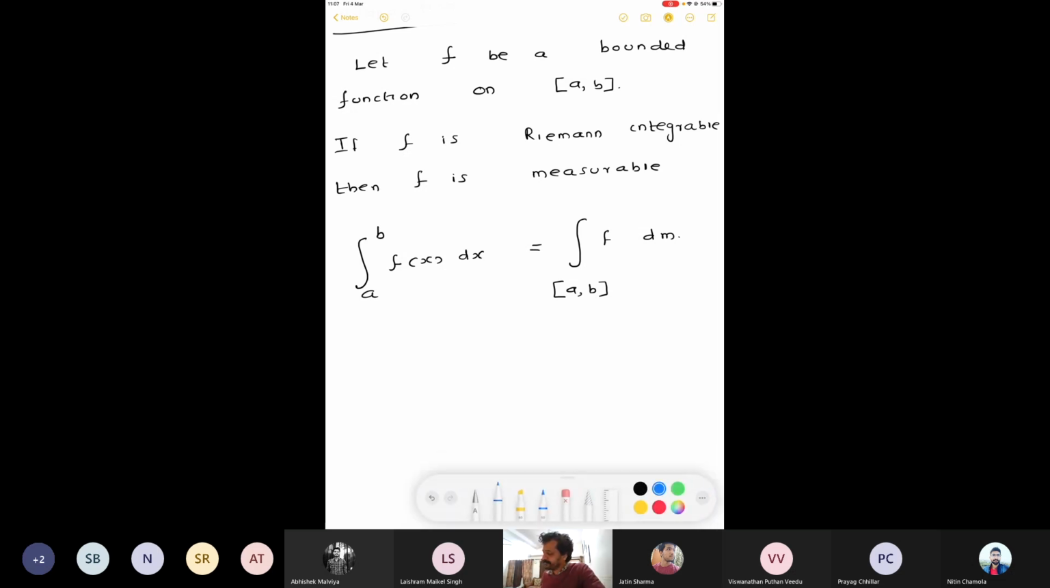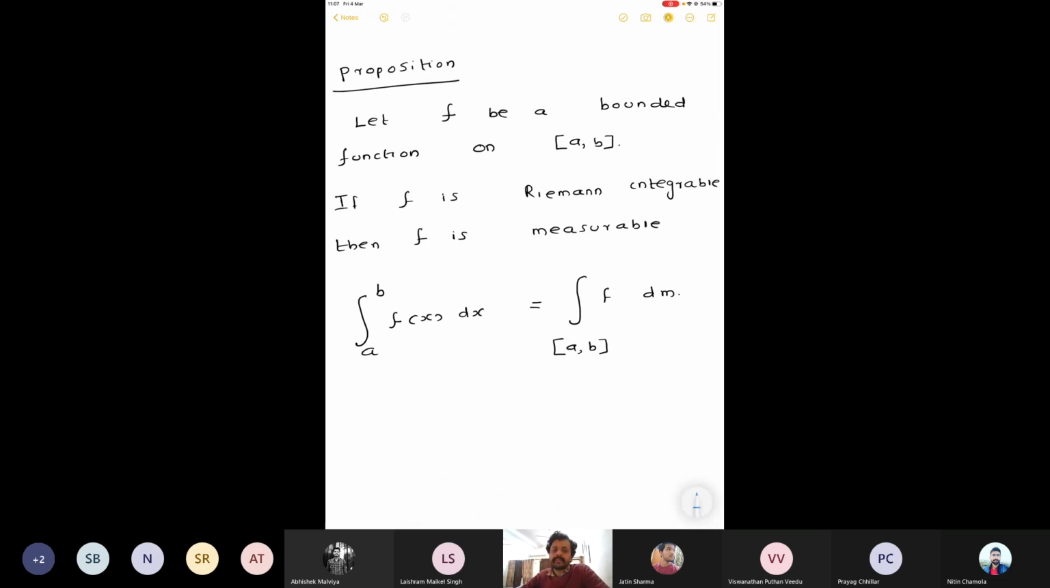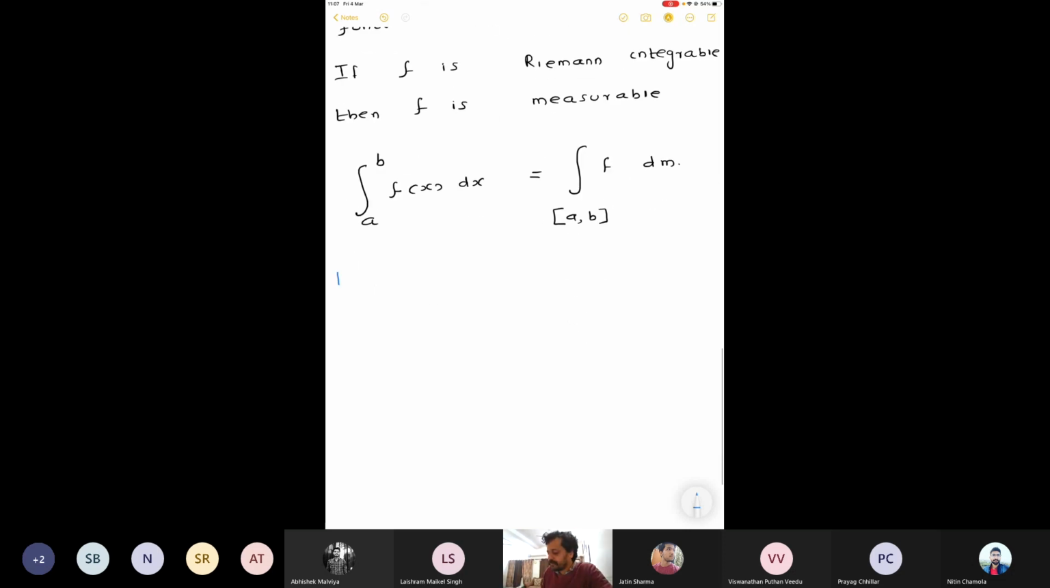Is the result clear? Yes, sir. A bounded function on an interval, so you can talk about Riemann integration. Suppose it happens to be Riemann integrable, then automatically it is measurable. So now you have a measurable bounded function, and you can talk about its Lebesgue integral, and the proposition says that both will coincide. Proof.